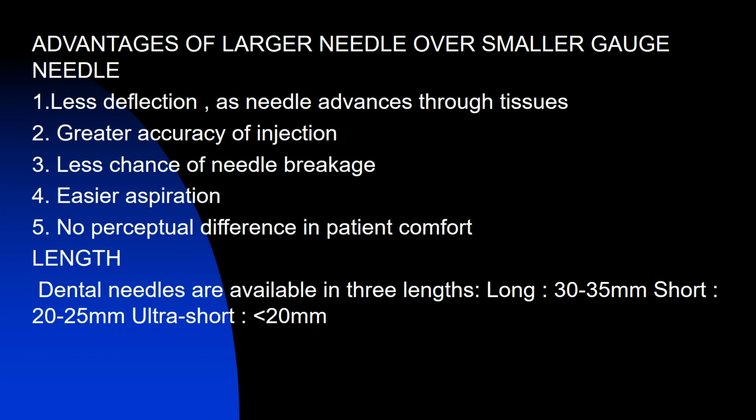So the length depends on what we are giving. When you're going to give the block, inferior alveolar block like that, we are using that longer needle. For infiltration, we use the short needle. So shorter needle will be around 20 to 25 mm, and long needle is around 30 to 35 mm. That mostly we use the 27 gauge needle.